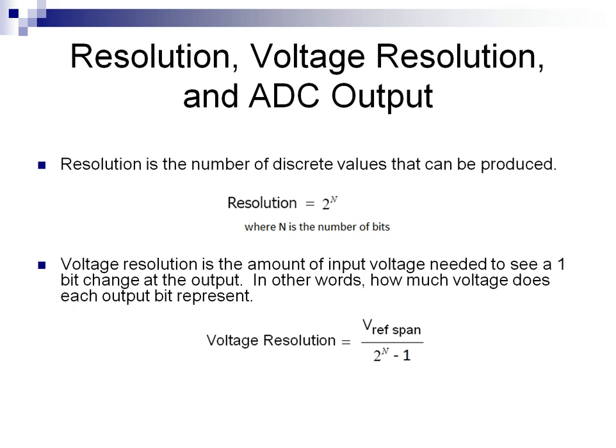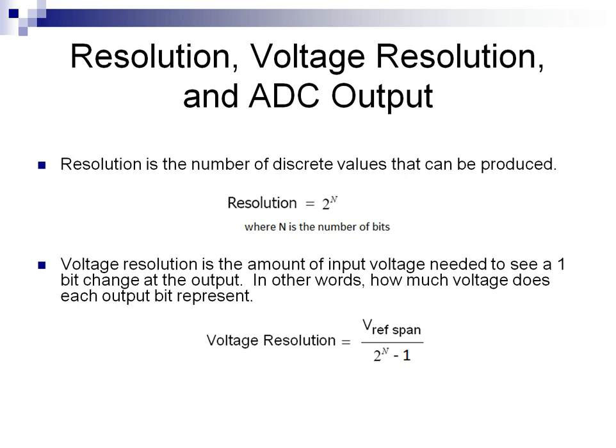One of the things that's very important is to figure out what the resolution is. And resolution is basically 2 to the nth, where n is the number of bits. Now, with that known, we can go one step further and figure out what the voltage resolution is. Voltage resolution is the amount of input voltage needed to see a 1-bit change at the output. In other words, the voltage resolution is how much voltage each output bit represents.